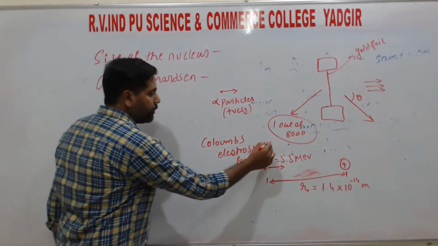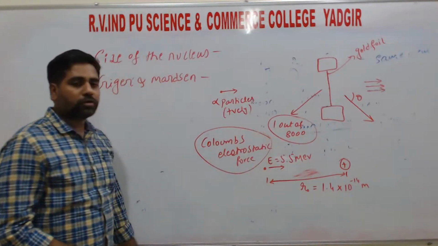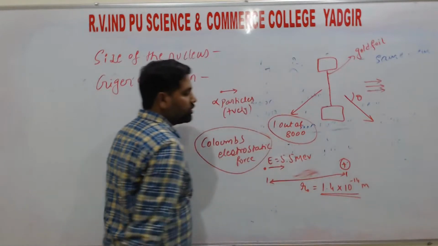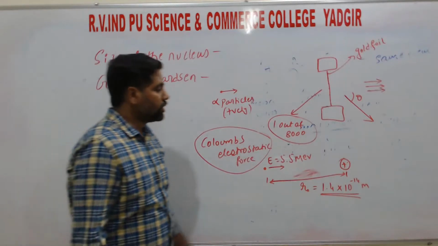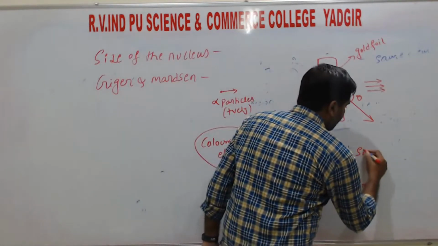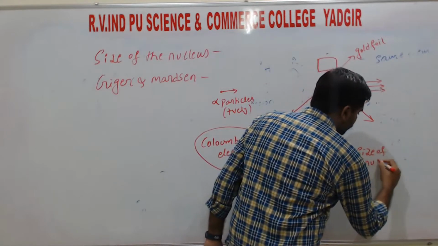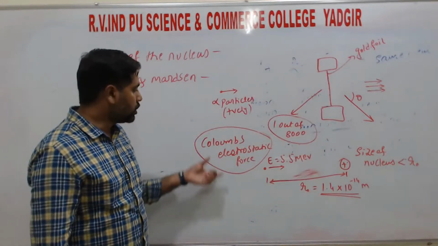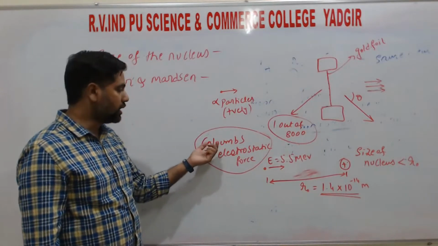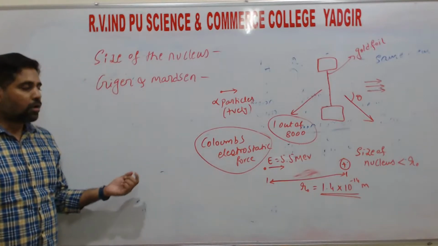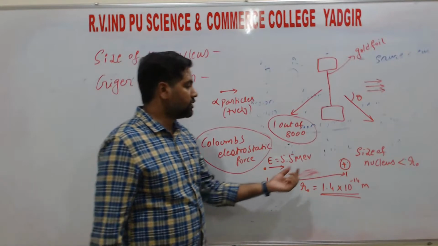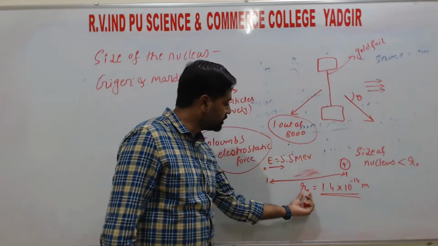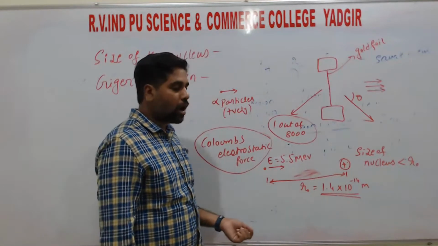As this is purely based on Coulomb's law of electrostatic force, he concluded that the nucleus size is very small compared to this value, right? So the size of the nucleus is less than the value of R0, because from Coulomb's law, he says that the size of the nucleus is very small compared to that distance. So this distance is what? The distance of the closest approach, right?